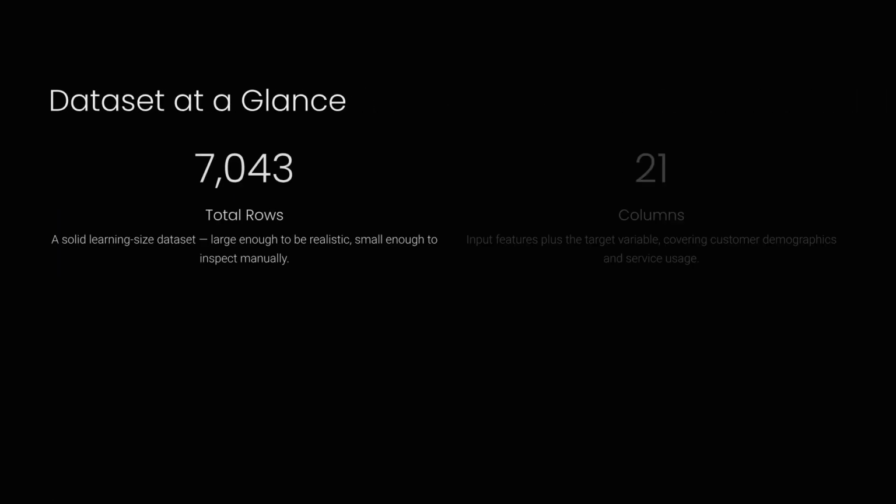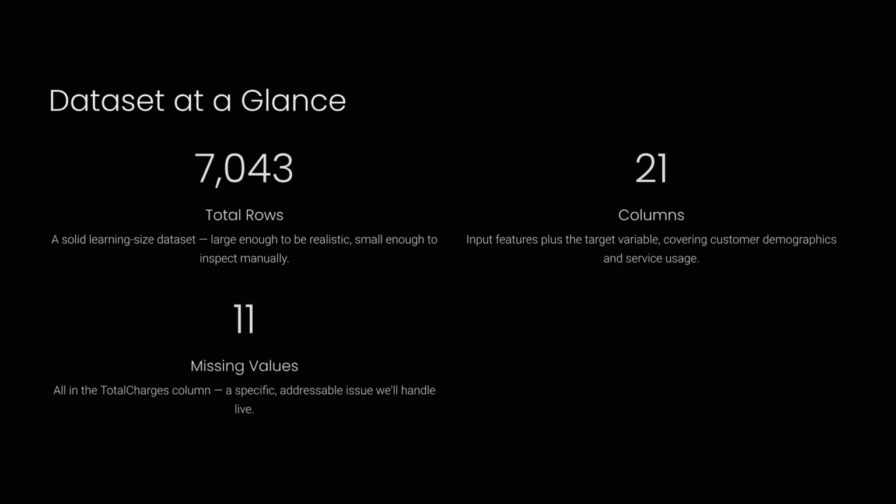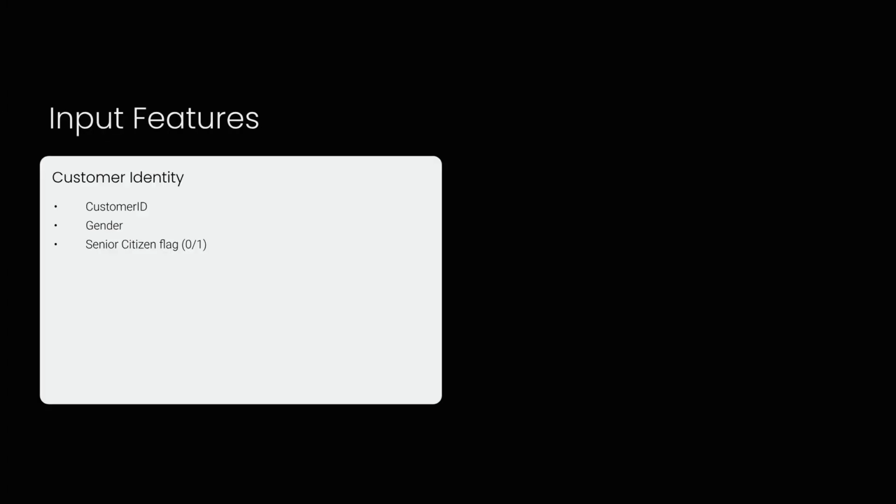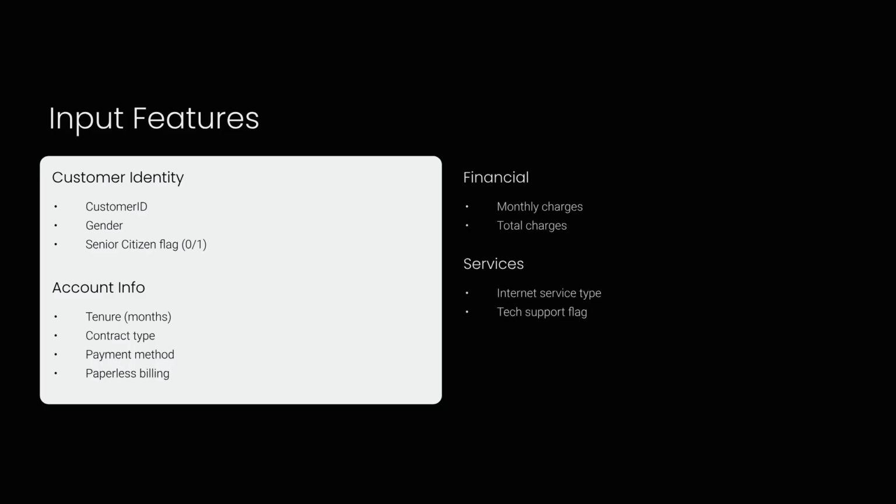At a glance, the dataset has 7,043 rows and 21 columns. It has 11 missing values, all in the total charges column, and a class imbalance of 26% churn versus 74% no churn, which must be addressed. The input features are categorized into customer identity, account info, financial data, and services. The target variable, churn, is encoded as 1 for yes and 0 for no.